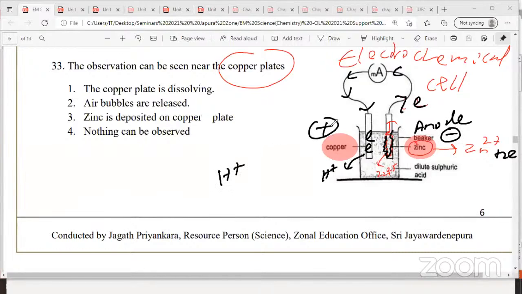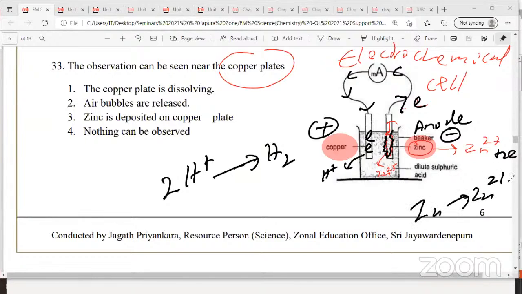H plus gets attracted to the positive cathode, and now 2H plus become H2. On this side, Zn becomes Zn2 plus and 2 electrons. So you can get the answer.